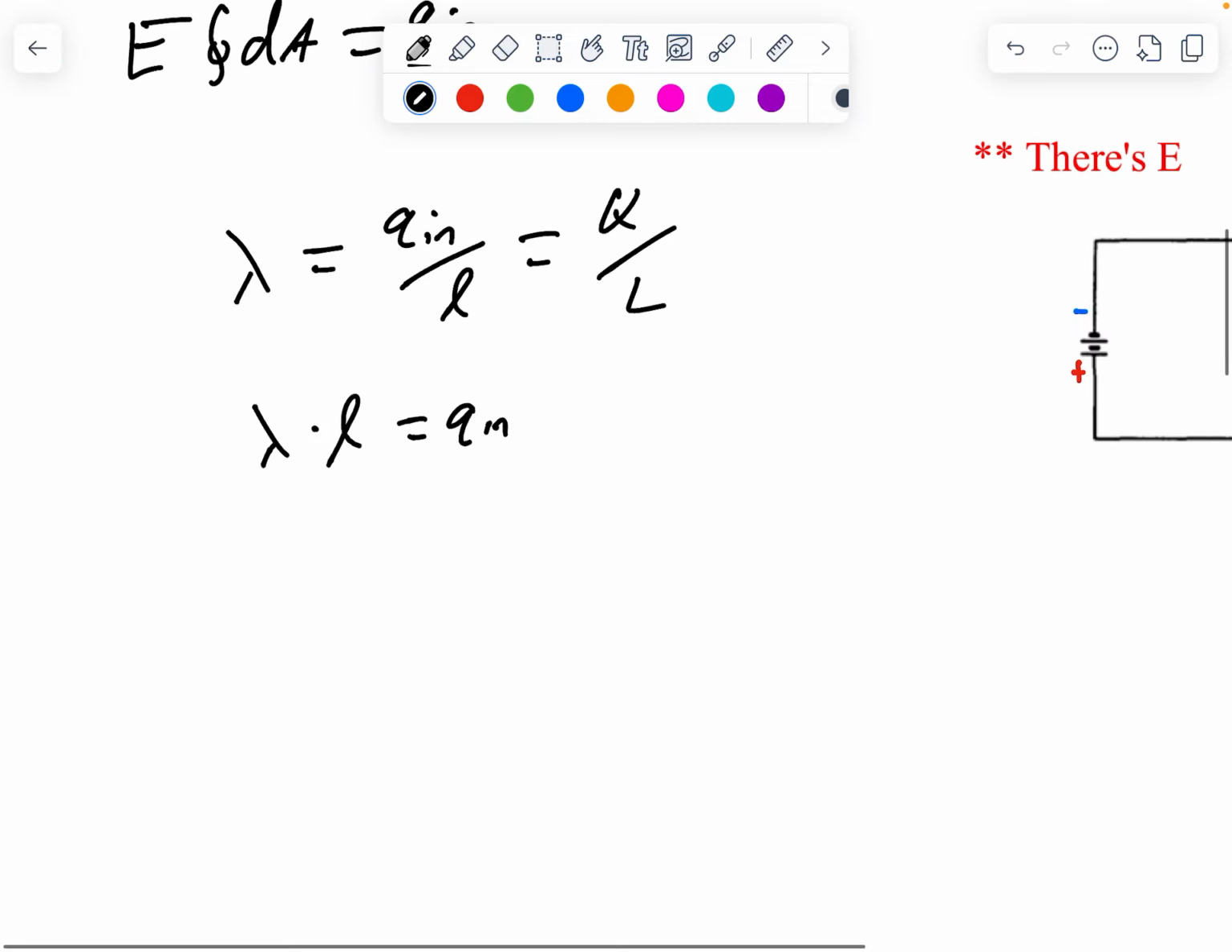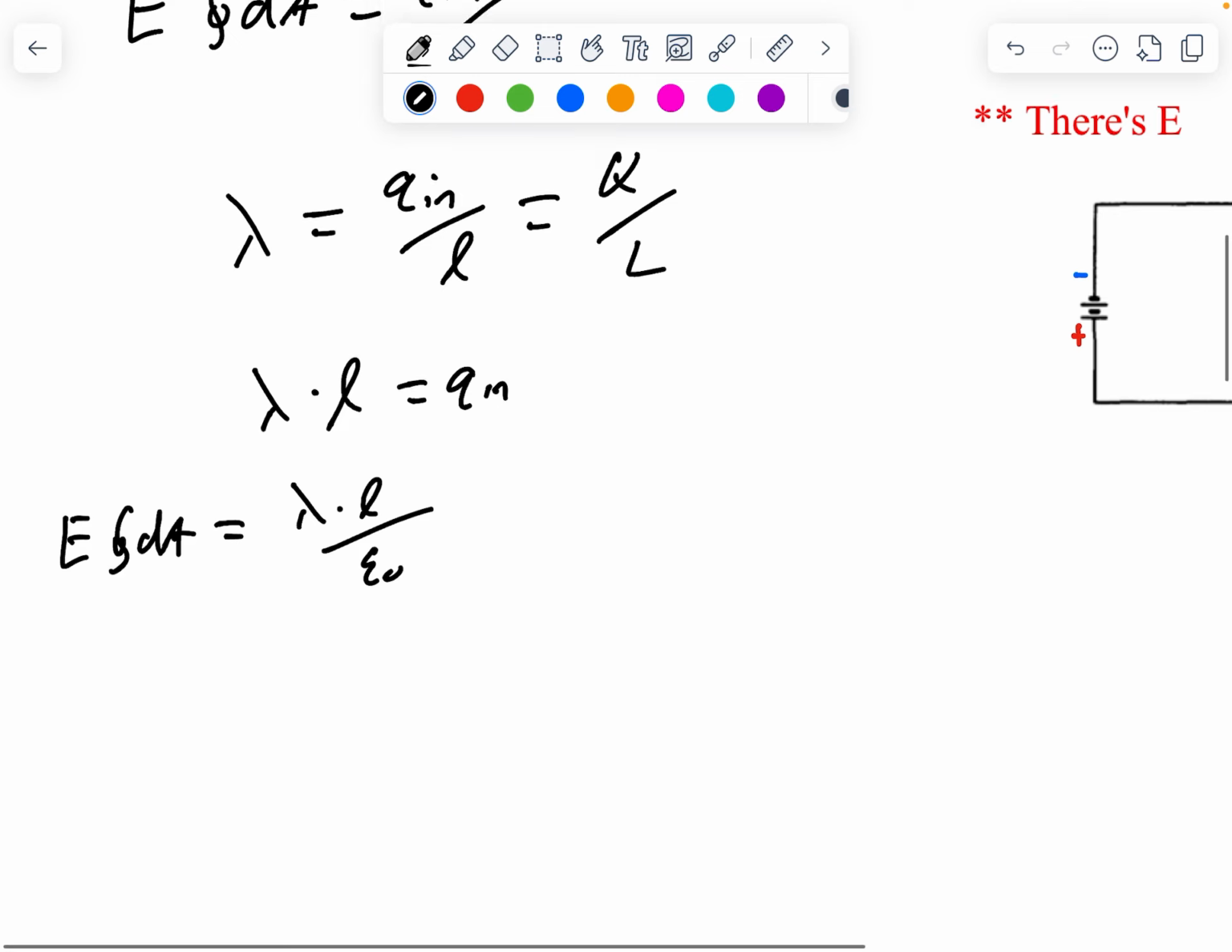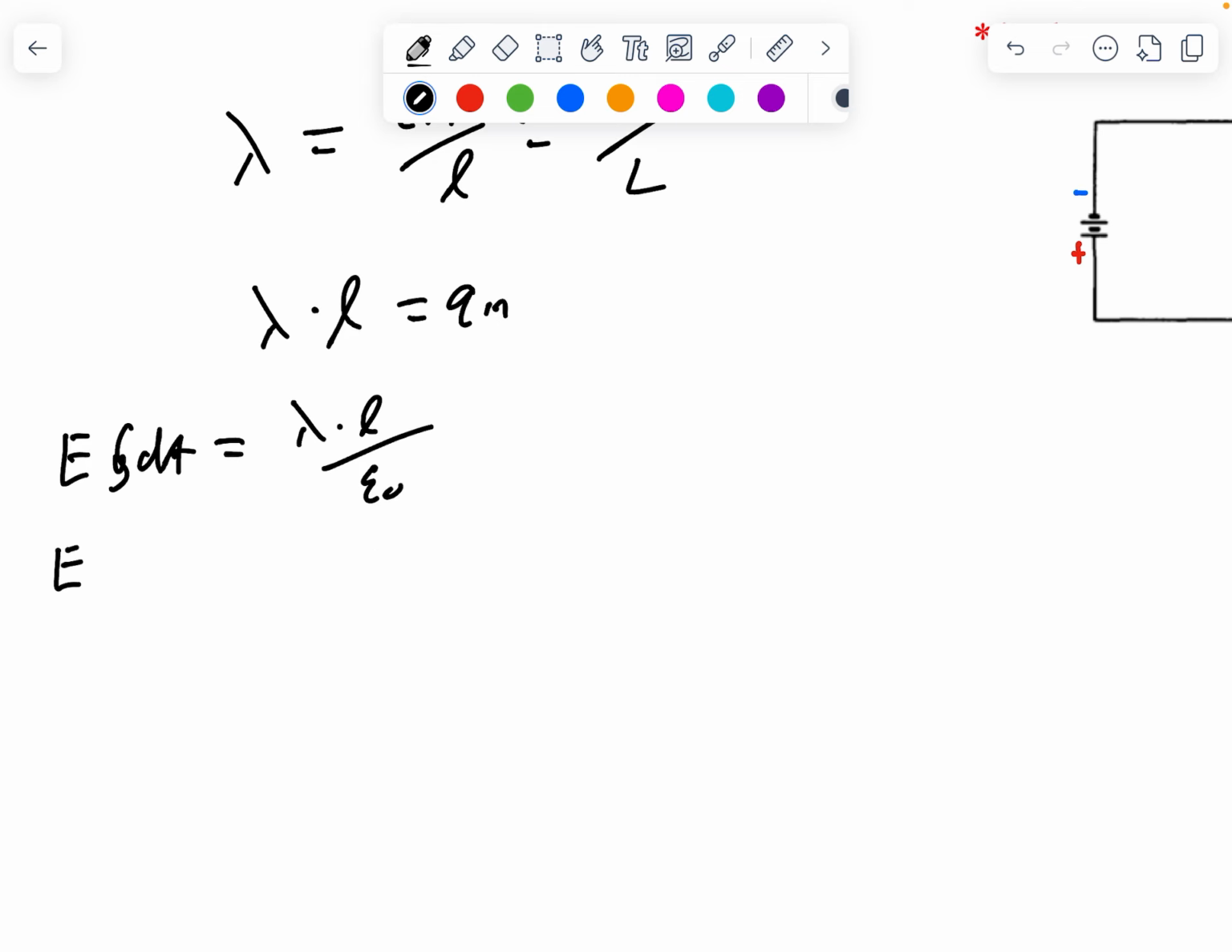So then if I sub that in, the integral of E dA is equal to lambda times L over epsilon naught. And when I evaluate the dA, which is just the tube part of the cylinder shape, remember no field would go through the end caps. So that's going to be the circumference, 2 pi r, times the length, so 2 pi rL is equal to lambda times L over epsilon naught. Why did I do the little L? So I could cancel it.